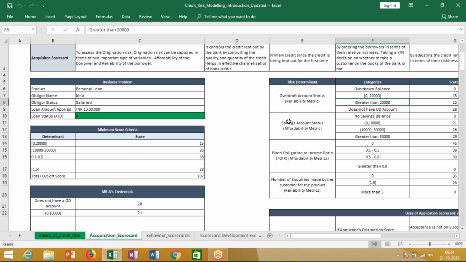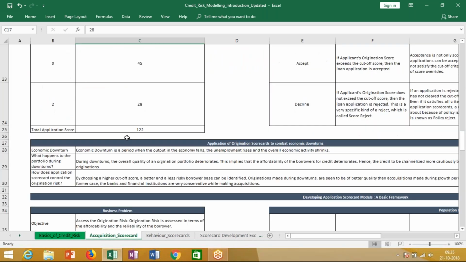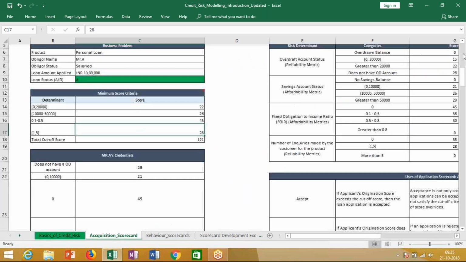Now, the borrowers who have savings balances, I keep that unchanged. I say that borrowers who already have any fixed obligation, I am not going to give any loans to them, right? So the cutoff over here is 0. You have to have a fixed obligation of 0, so your score over here becomes 45. So this becomes 22 and this becomes 45. So you see that now the cutoff is 121, but the total application score of this borrower was 122. So it means that this borrower is still being accepted.